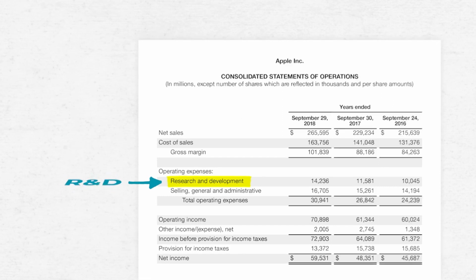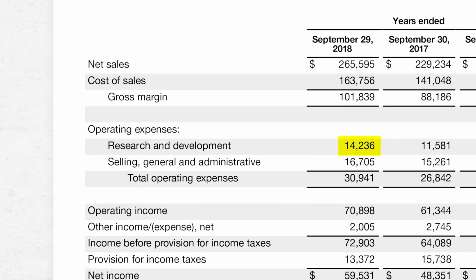Research and development for Apple in 2018 was $14,236 million. This includes all the cost and spending for things like designing and improving existing products or inventing new products, and all these costs are completely independent of how much product is sold. So salaries of employees working on new products is an example of a research and development expense.